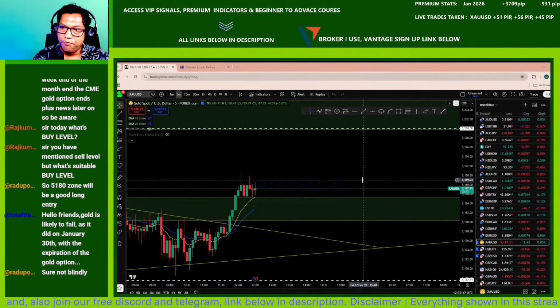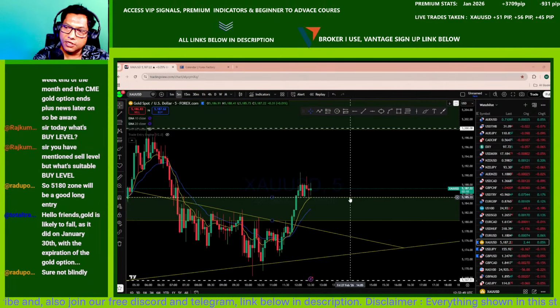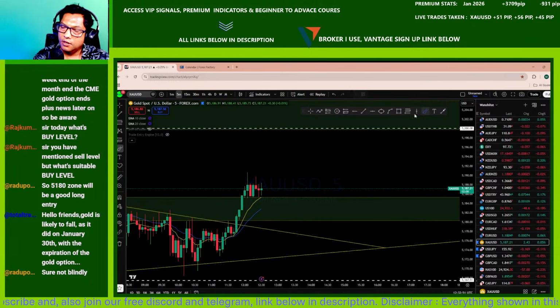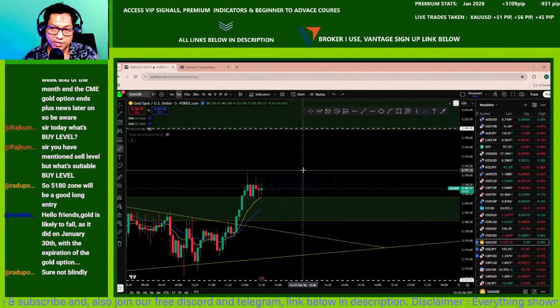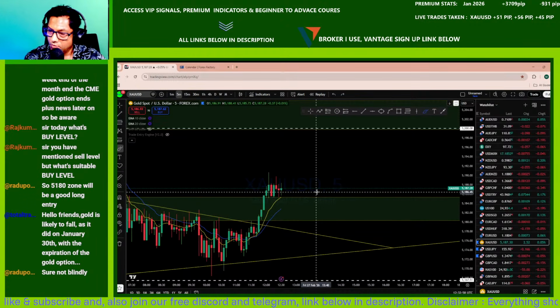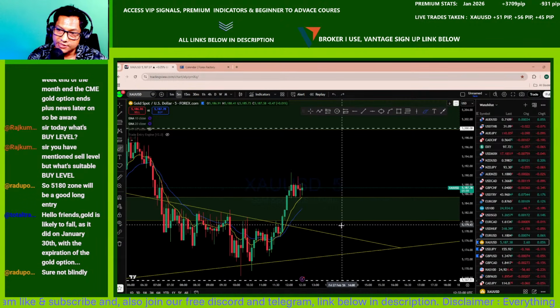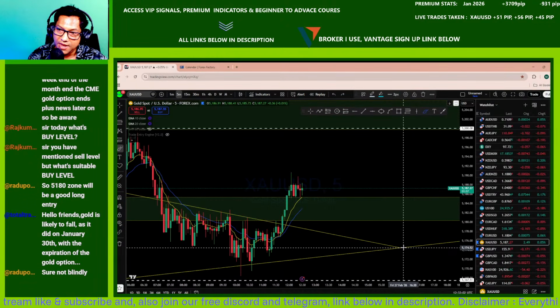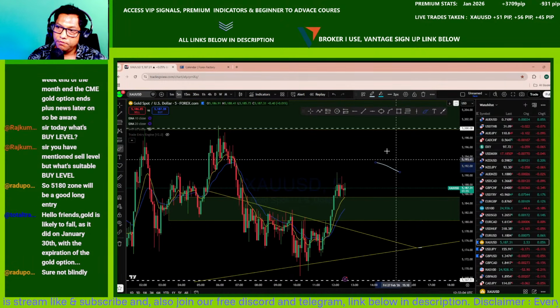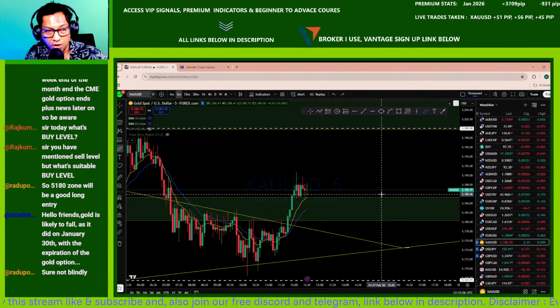Sure. Now, if you look at this area, it's now in a consolidation. This is a sideways consolidation that you can see in this market. Now, this sideways consolidation has an imbalance. If you look at this, it is a fair value gap. This is how to look at the market.